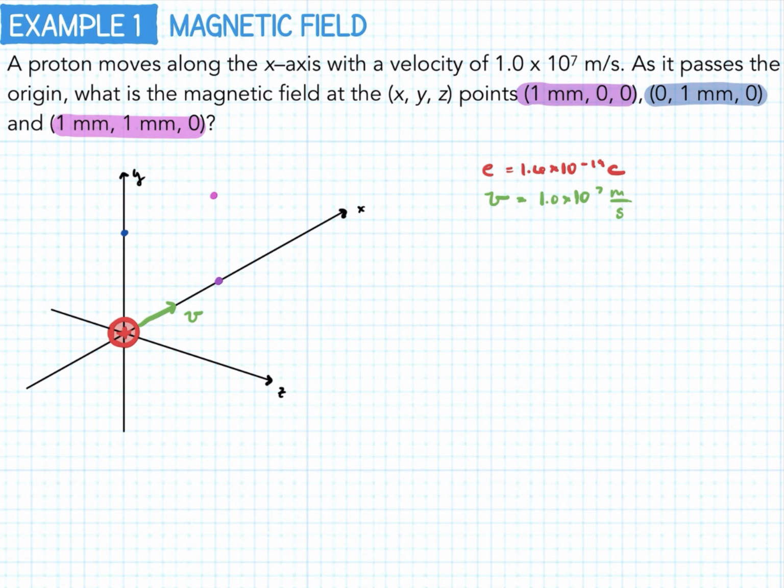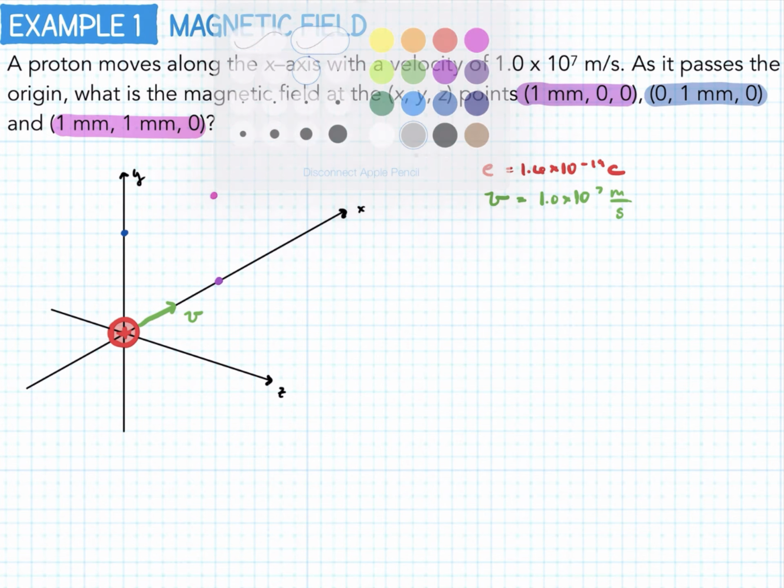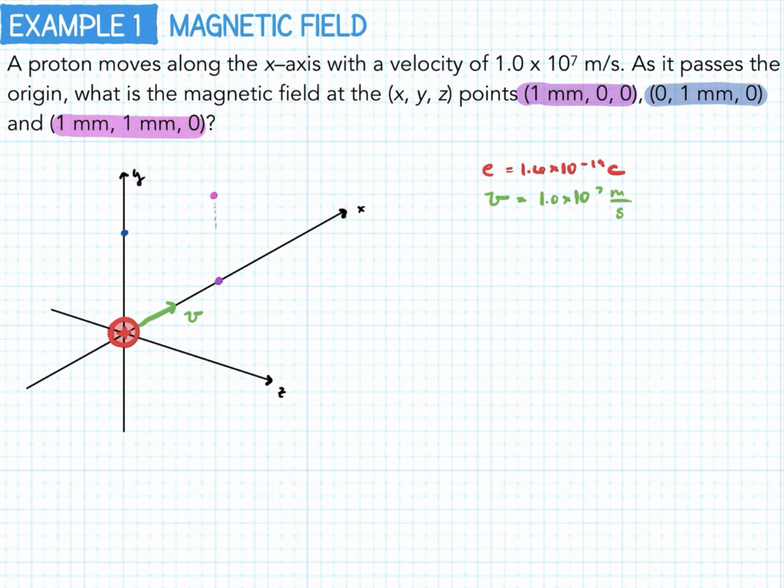We have our picture. We can draw some little points. So this is in millimeters. This is 1, this is 1, this is 0, and this is our 1, 1. Okay? So 1, 0, 0, and 0, 1, 0. These are all in millimeters. So you want to think about what this looks like.